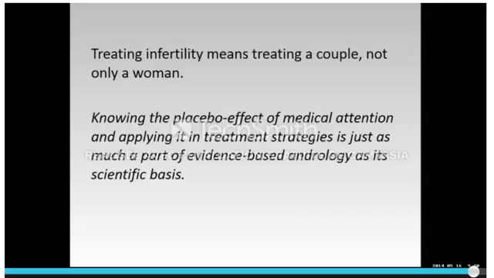Last word before I leave. Treating infertility means treating a couple, not only a woman. Okay? You know that, but it's better when you say that again. And knowing the placebo effect of medical attention and applying it in treatment strategies is just as much a part of evidence-based andrology as its scientific basis. It's not my words. This is taken from a famous book, which is described here, the Nieschlag. But I guess that this is also of fundamental importance, that in our field of interest, in reproduction care, generally speaking, we should care too of men.